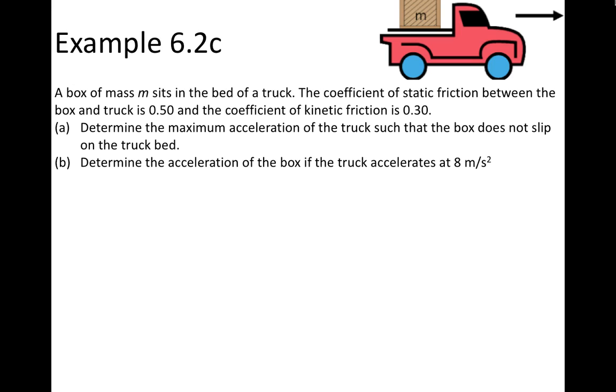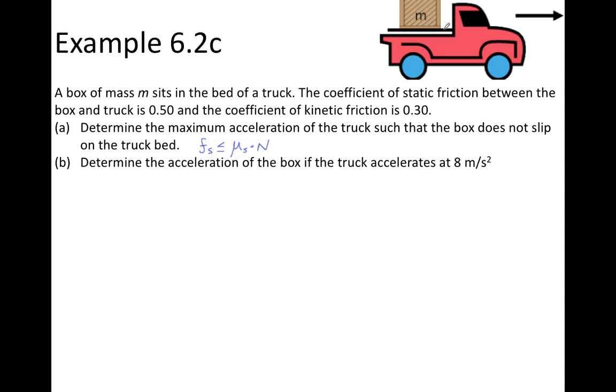We're given the coefficient of static friction as 0.5, and we're given the coefficient of kinetic friction as 0.3. And we wanted to determine the maximum acceleration of the truck such that the box does not slip on the truck bed. What we're trying to find here is the maximum acceleration where this inequality is not violated. If this inequality is violated, that means that the box is going to begin to slip, and the truck is going to accelerate forward faster than the box accelerates forward. And so the surfaces are going to slip past each other.